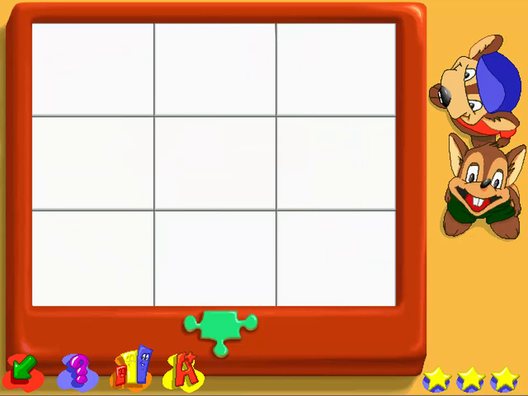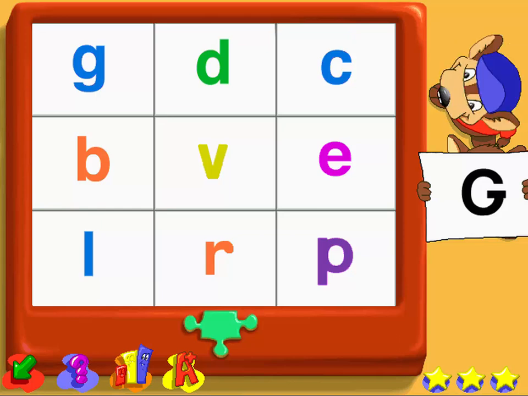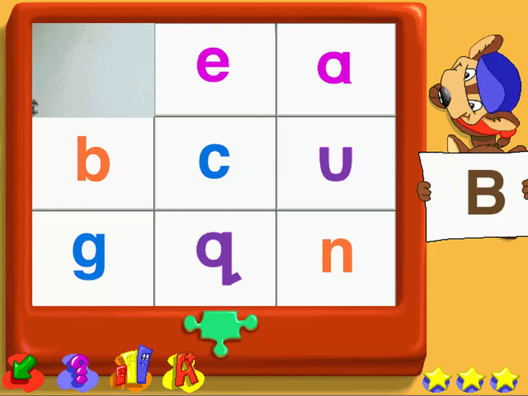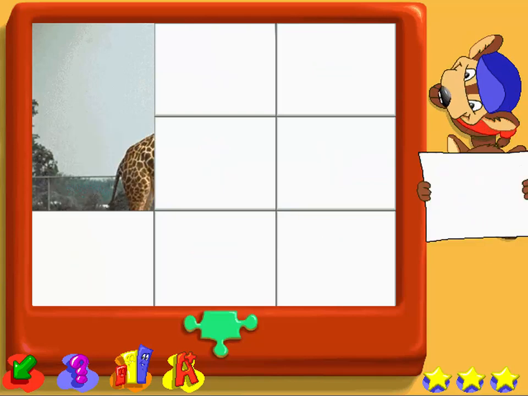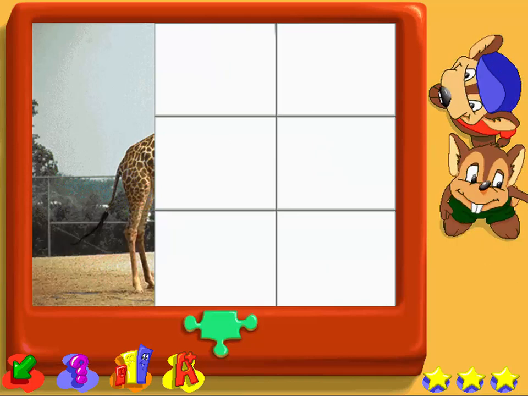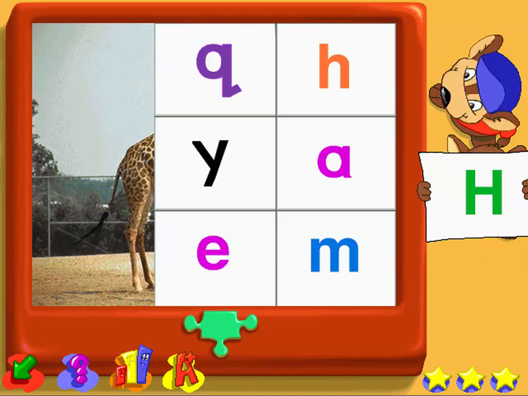Let's learn about letters. Find the box that starts with the letter G. G. Find the box that starts with the letter B. B. Find the box that starts with the letter G. G. Find the box that starts with the letter H. H.